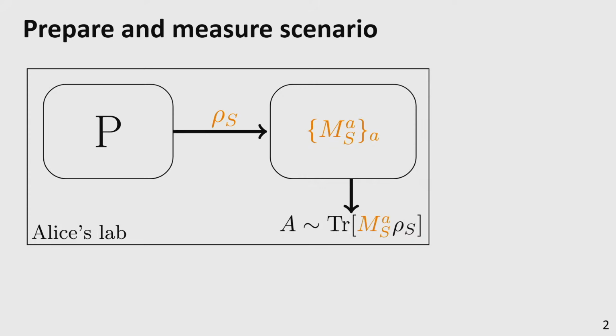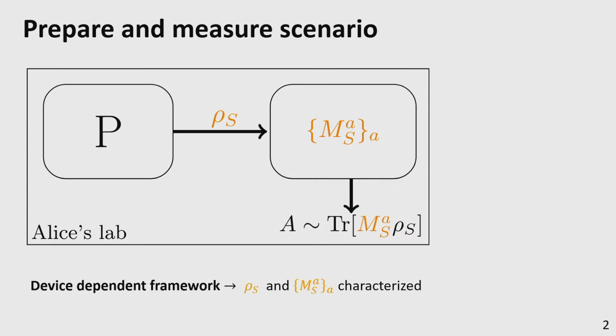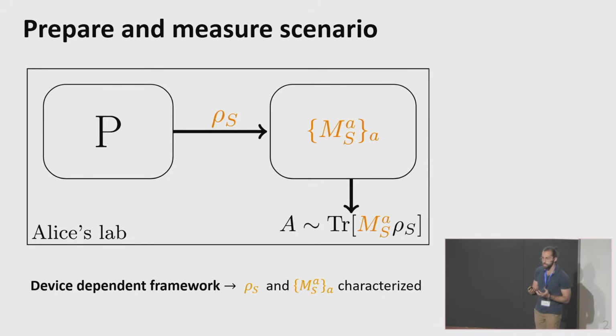So now we consider that the measurement and the state are fully characterized, so are fully known by Alice, and this is called device-dependent framework. So they are known, but they are not trusted in the sense that the noise that there is could be in some way correlated with an adversary.